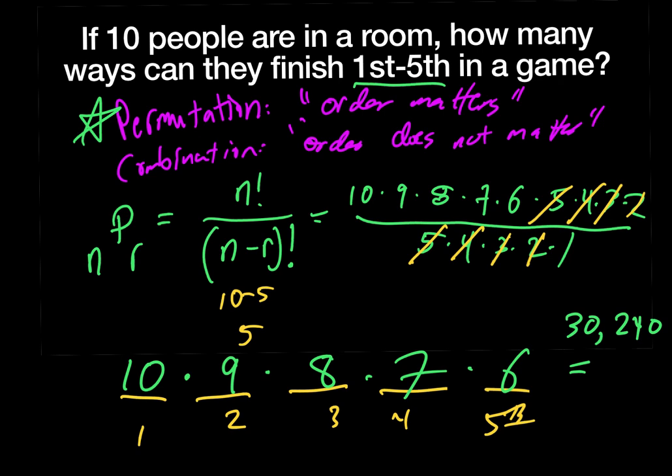Sorry. Is 10 times 9 times 8 times 7 times 6, is that 30,000 or is that the whole numerator? That's 30,000. So that's the total number of ways people could place first through fifth place if there's 10 people in a race or in a room or playing a game or something like that. What if, same 10 people, I just want a group of 5? All right, 10 people, group of 5.